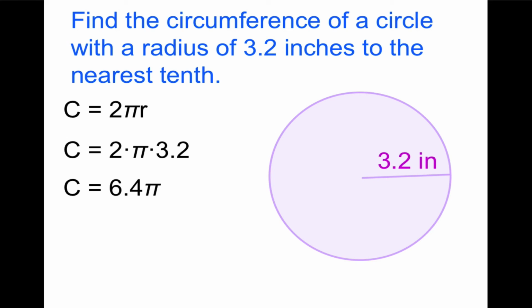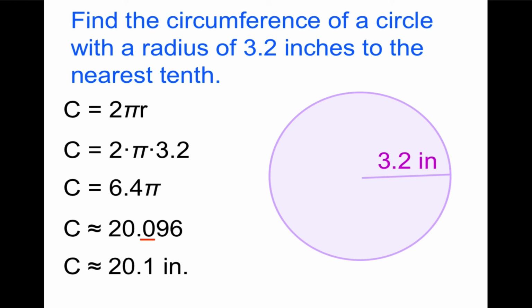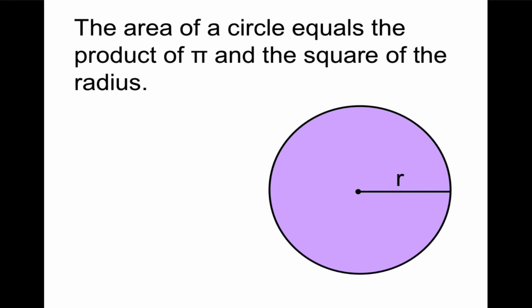If we want an approximate answer, then we substitute 3.14 times 6.4, and we get approximately 20.096. At this point, we round to the nearest tenth. Right now, there's a 0 in the tenths place, and we look at the next digit. 5 or more, add 1 more. The answer is approximately 20.1 what? 20.1 inches.